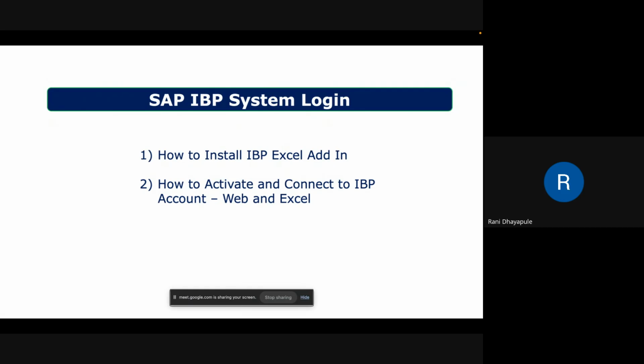So now, as I mentioned, IBP has two user interfaces to access, right? So one is Excel and the second one is web. For example, if you want to access your IBP by Excel, there is a prerequisite. You need to install the IBP Excel add-in. Okay. With that only you are able to access it. Without that, you can't access it. You need to download the IBP Excel add-in based upon whatever release you are on.